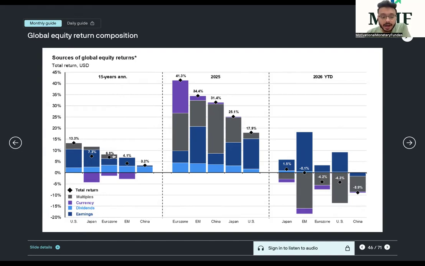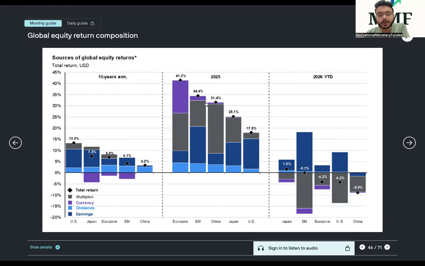The Eurozone has been much due to the dividends, right? Correct? And the same if you see in case of China also, it has been more due to dividends. In case of emerging markets, it has been a combination of both dividends and multiples, but multiples slightly higher than the earnings. And this is a 15-year annual average.